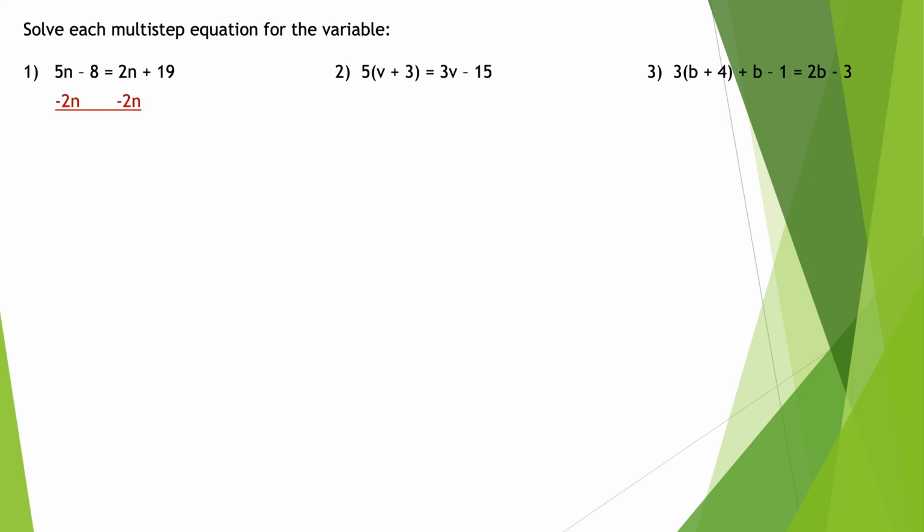So, first one, subtract 2n's from both sides. 3n minus 8 is 19. Adding 8 to both sides, 3n is 27. Dividing by 3, n is 9. Remember, always start with the smallest number of n's. Number 2, you see a number outside parentheses. Go for it with the distribute.